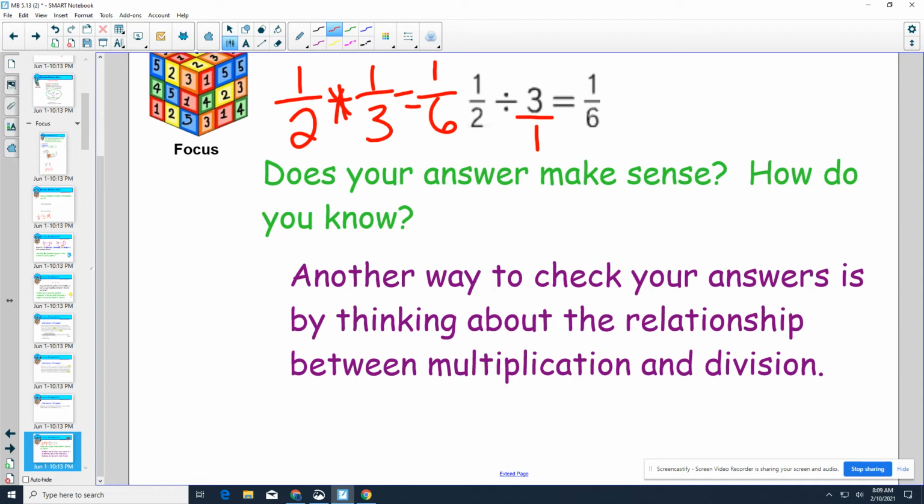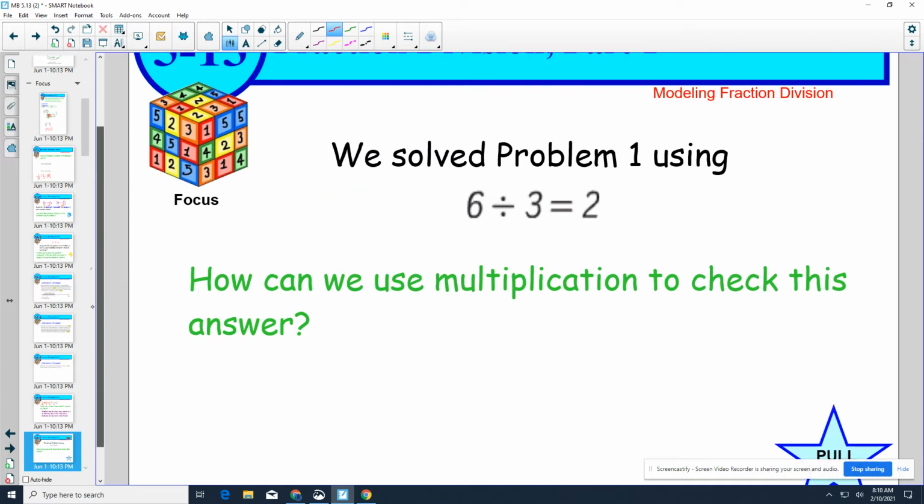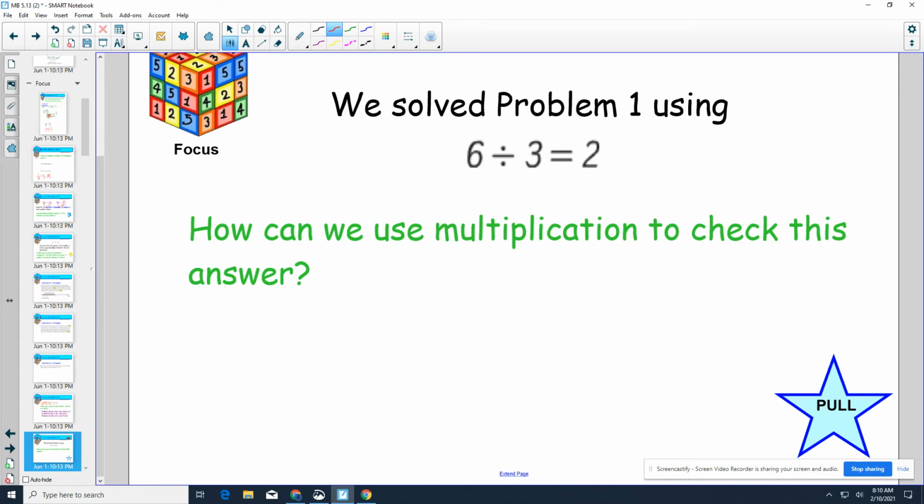And you get 1/6. And I know because I'm dividing and I'm splitting it into smaller groups that 1/6 is less than my dividend of a half, which makes sense, right? When you divide things up, you're not getting larger groups, your product's getting smaller. Okay, so we solved problem 1 using 6 divided by 3 equals 2.